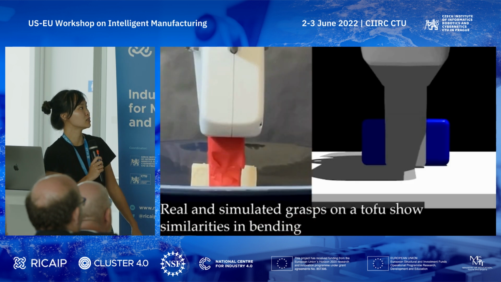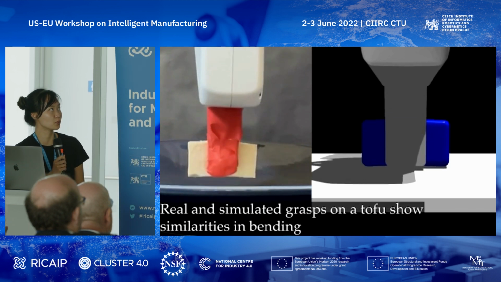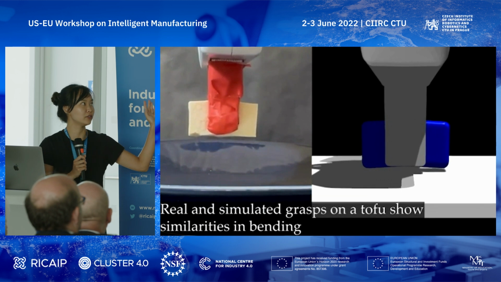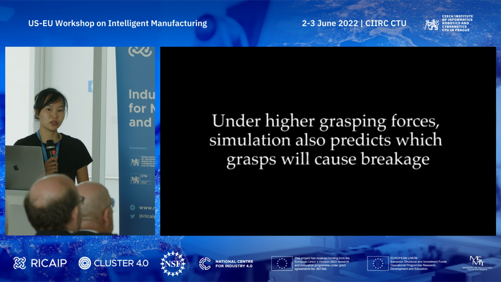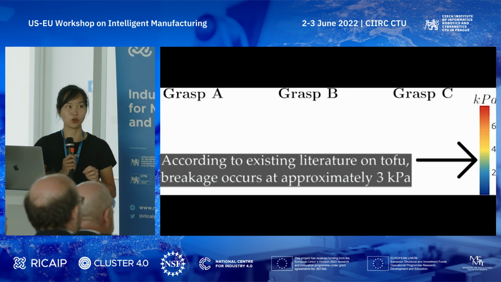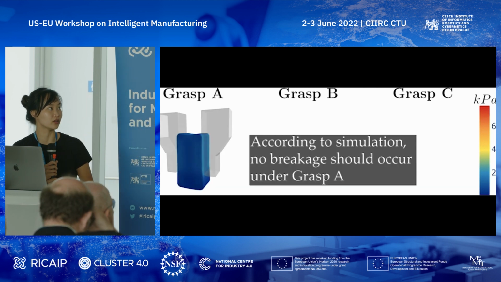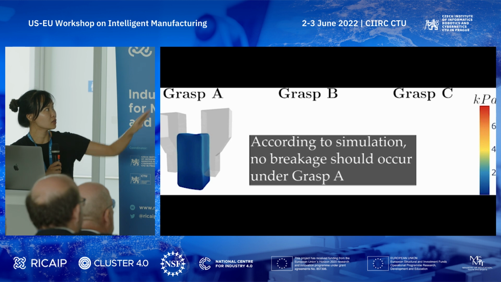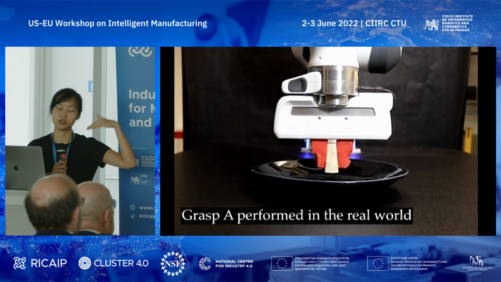So first thing you notice is that qualitatively, the deformation of the tofu matches pretty well, both in real life on the left and in simulation on the right. We also wanted to make it a little more quantitative and predict where breaking would occur. And according to literature, that breaking stress occurs at around 3,000 pascals. So simulation says that under grasp A, no breaking should occur. All the stresses are underneath that threshold.